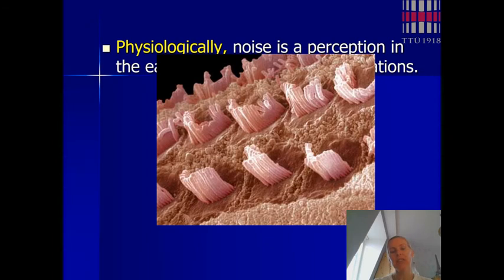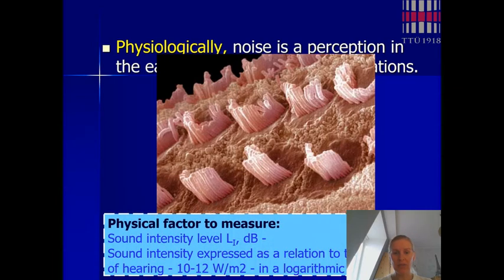Here you can see healthy hair cells which can be active in many different frequencies. The human ear can perceive noise in the frequencies from 20 Hz to 20,000 Hz. And the physical factor to measure noise is usually sound intensity level, which we measure in decibels.